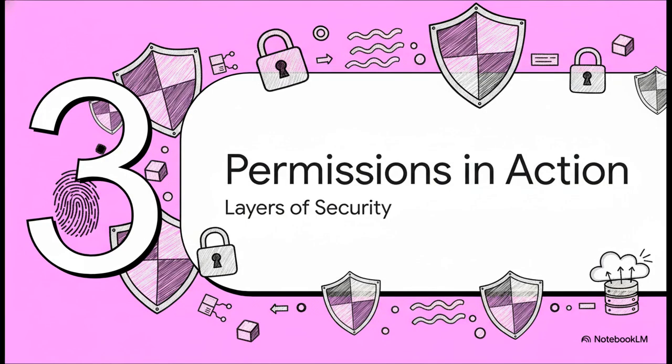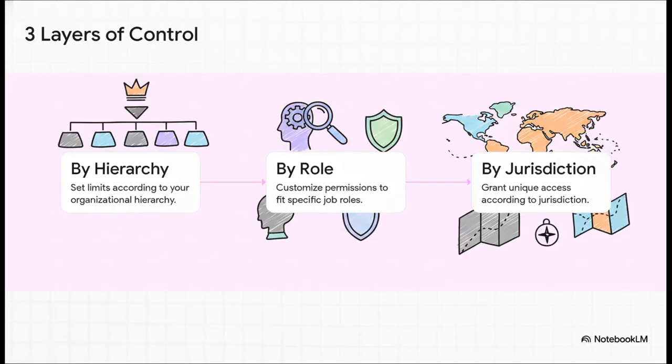So how does this actually work in the real world? That's the big question, right? It's not just some magic switch you flip. It's about building layers of security that give you really precise, flexible control. We can pretty much break this down into three main layers of access control. You can set permissions based on hierarchy, on a person's specific role, and even by their geographical location or jurisdiction. Let's break each one down.